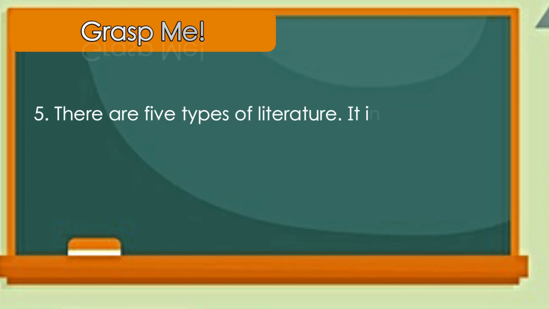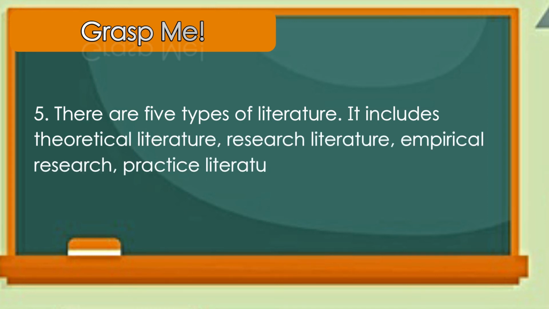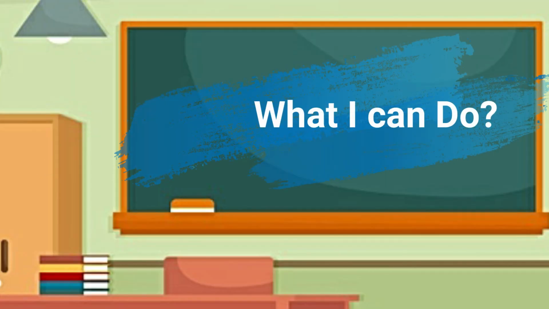5. There are 5 types of literature. It includes theoretical literature, research literature, empirical research, practice literature, and policy literature. What I can do?